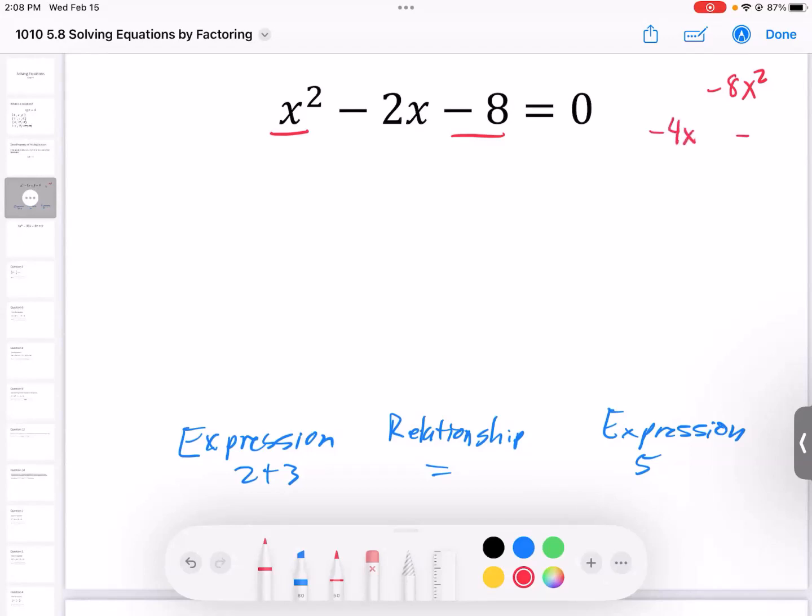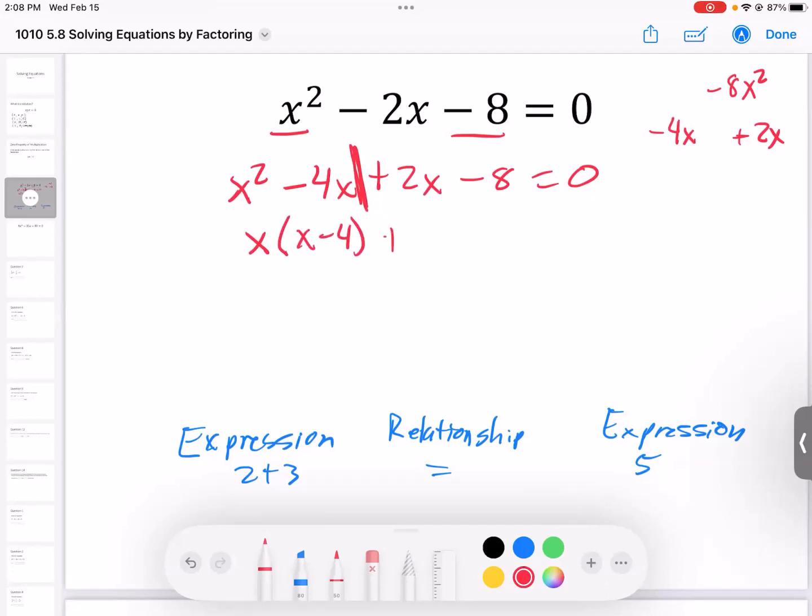Perfect. Yep, -4x and 2x. So we'd have x squared minus 4x, oops, sorry, plus 2x, I didn't mean to say minus, minus 8 equals 0. Then I'd split this into two groups. The first one has an x in common, so I'd get x minus 4. The second one has a 2 in common, so I'd get x minus 4 there as well. Factor out that common x minus 4, and I get x plus 2. And this is the factored version of this polynomial.